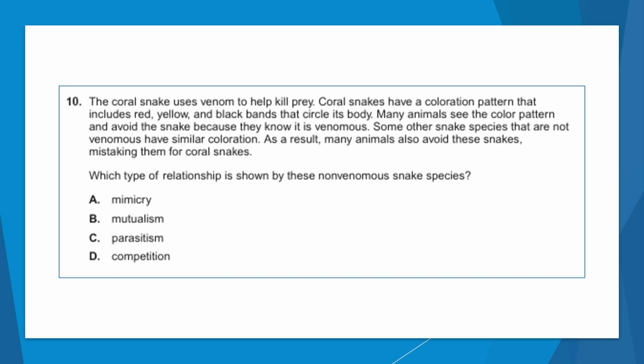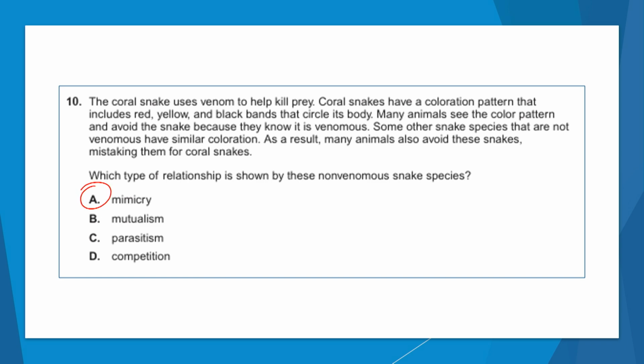The coral snake uses venom to help kill prey. Coral snakes have a coloration pattern that includes red, yellow, and black bands that circle its body. Many animals see the color pattern and avoid the snake because they know it is venomous. Some other snake species are not as venomous and have similar coloration. As a result, many animals also avoid these snakes, mistaking them for coral snakes. Which type of relationship is shown by these non-venomous snake species? So this is that mimicry.